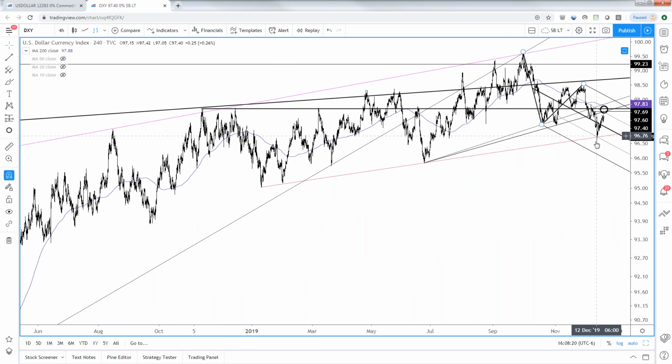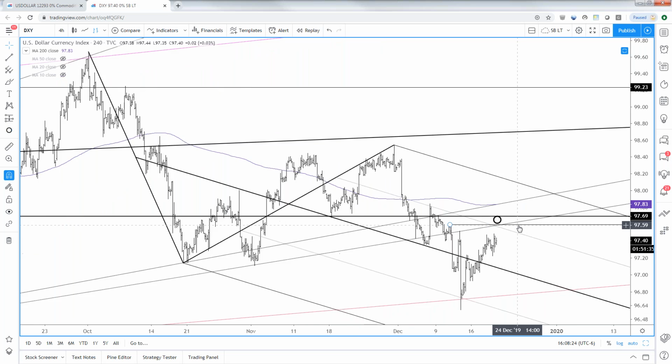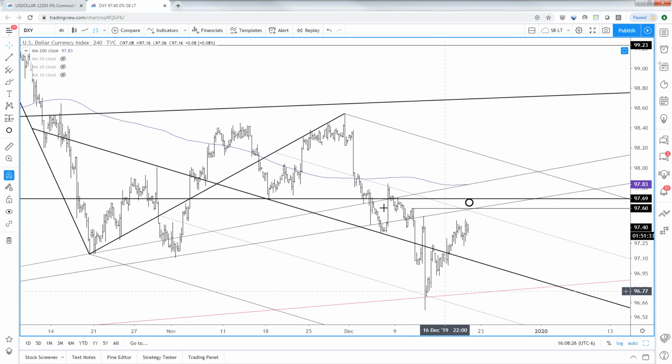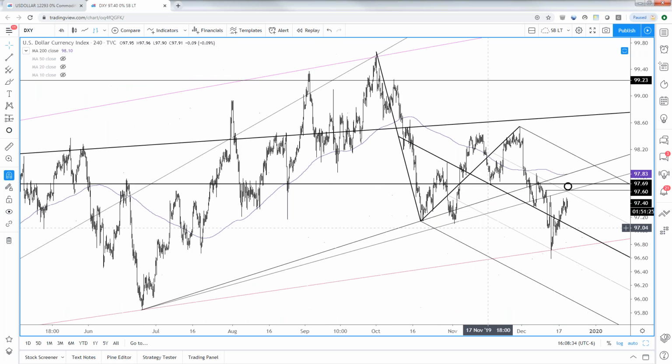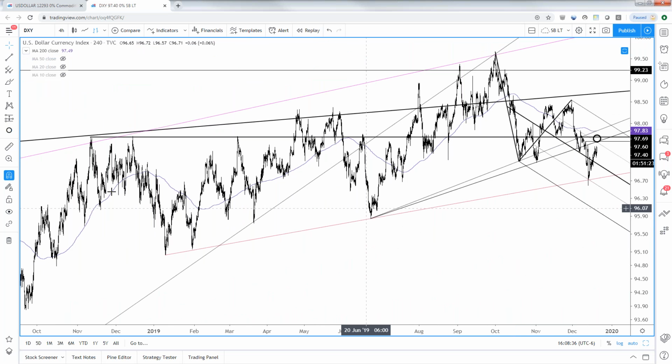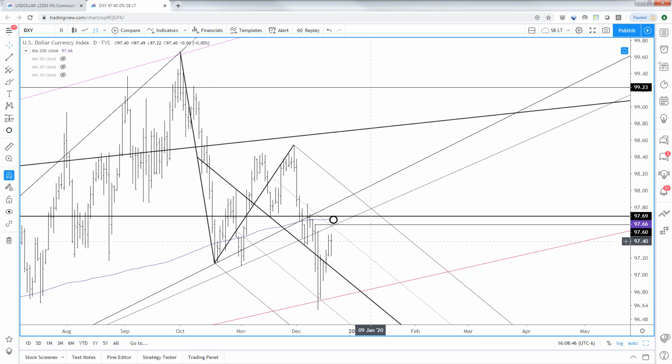Hit support right where you should have, and we are still thinking that you might push up into 97.60, 97.70, right? 97.60 right here, that level from the 11th. 97.70 has been important since last November, and this is a 4-hour chart, but if I were to go daily, you can see that the 200-day average is right there as well, right? All right.